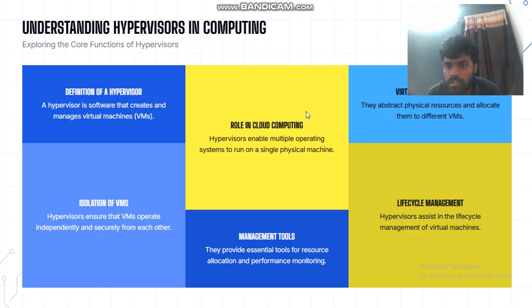And virtualization function: they abstract physical resources and allocate them to the different virtual machines. Isolation of the virtual machines: hypervisors ensure that virtual machines operate independently and secure from each other. That is, it ensures that it is very secure and they can operate independently. And management tools: they provide essential tools for resource allocation and performance monitoring. And lifecycle management: hypervisors assist in lifecycle management of the virtual machines.